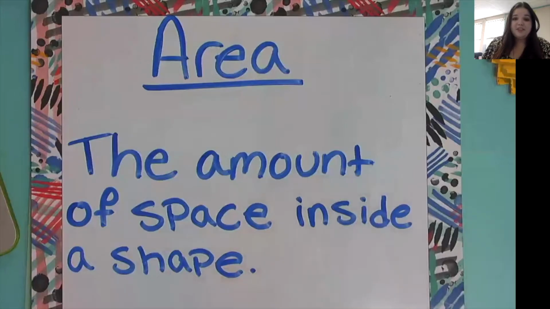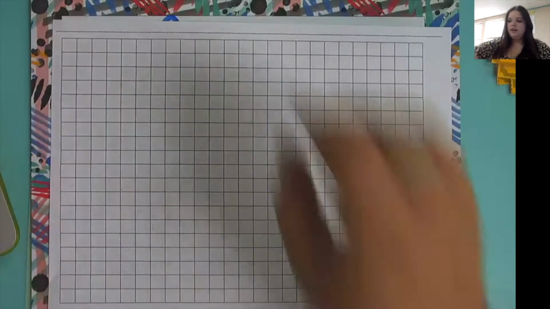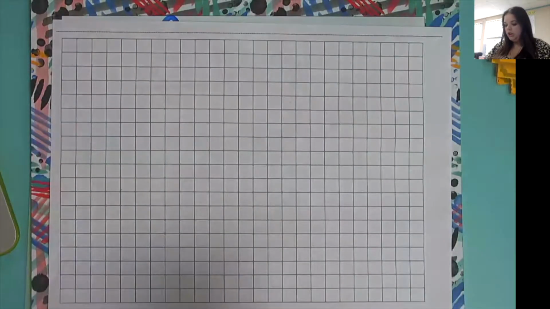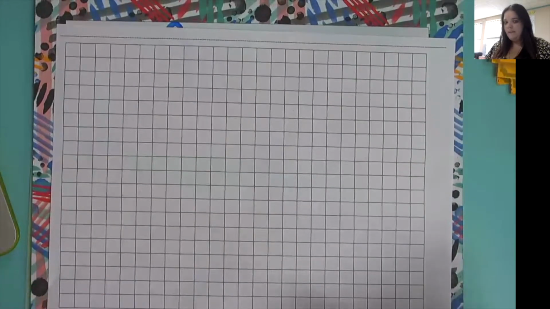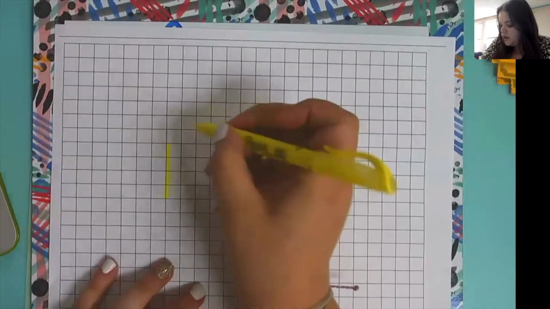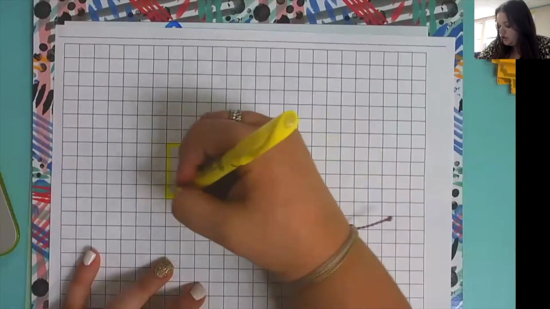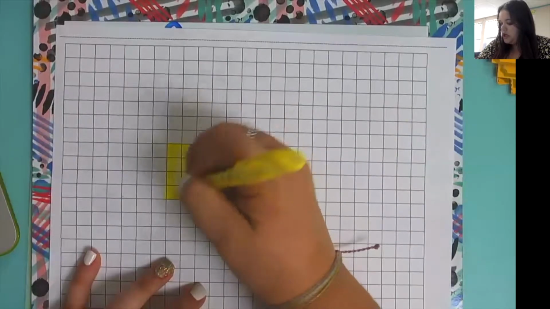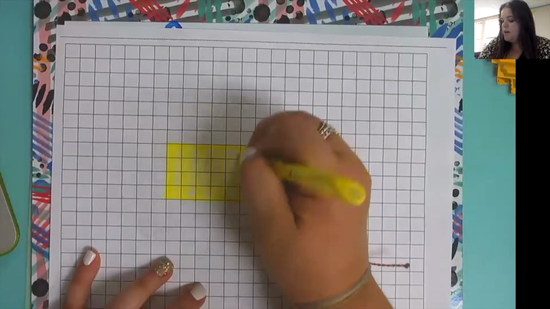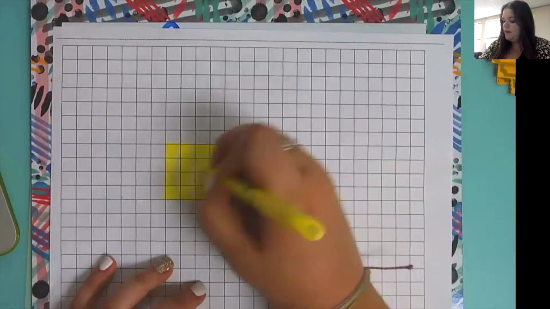First, we've got to know the definition of area. Area is the amount of space inside a shape. I'm going to give you an example. We have this right here, and I'm going to do this shape right here, and we're just going to color in the whole shape. It doesn't have to be perfect. I just want you guys to see what I mean.